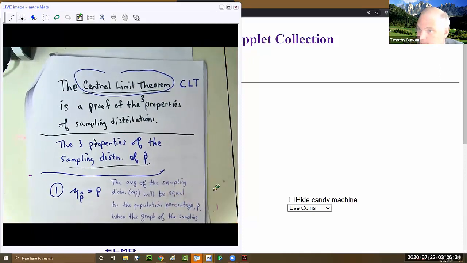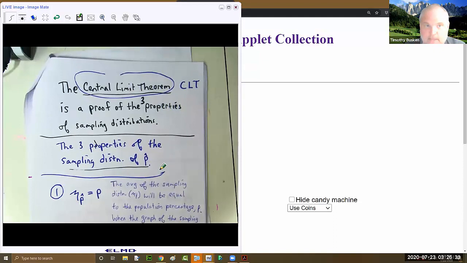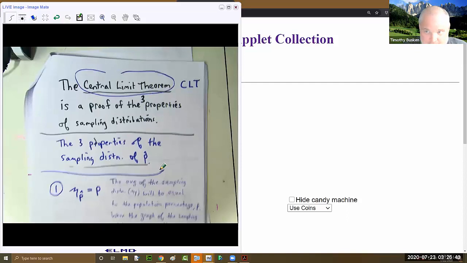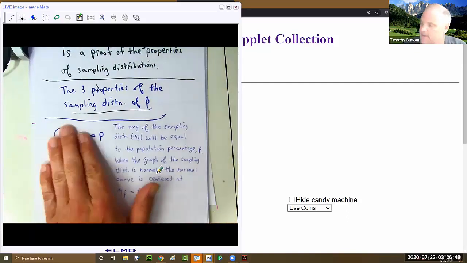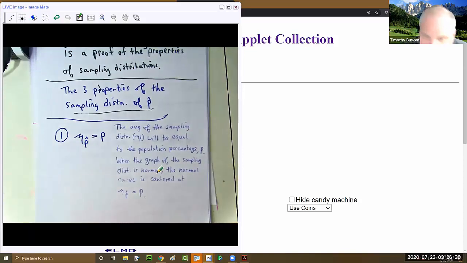All right, so let's talk about the central limit theorem. The central limit theorem is not mentioned as the central limit theorem in this book, but there's no getting around writing a book without using the 3 properties if you're going to describe and define what a sampling distribution is. So she does do that.